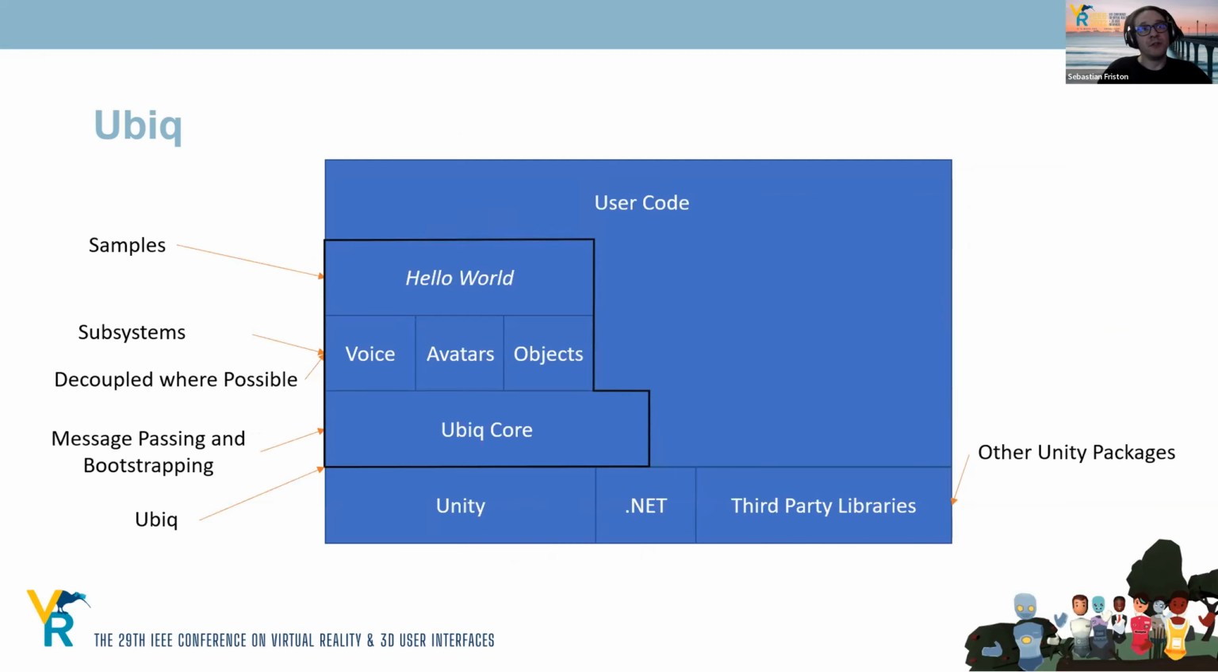The vast majority of Ubiq's high-level functionality is included as very comprehensive samples and subsystems, which we do try to keep as decoupled as possible. So if you're building an experiment or application that doesn't need voice chat, for example, you can just delete that whole subsystem or turn it off, and the rest of the system, the application, should remain completely unchanged. And the motivation is that we would fully expect some experiments to need to modify or even replace these subsystems entirely, especially when it comes to things like avatars, for example.